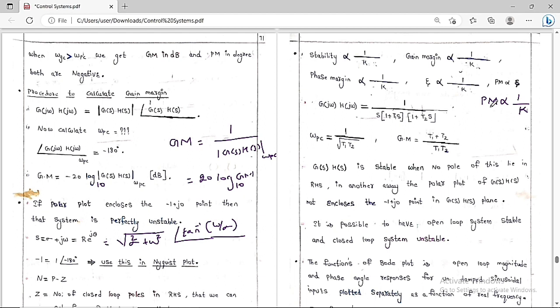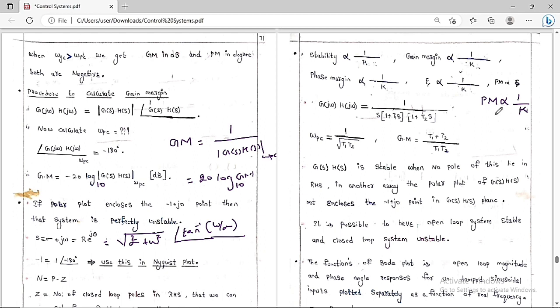Therefore we can say that stability is inversely proportional to system gain. Gain margin is inversely proportional to system gain. Phase margin is inversely proportional to system gain. Damping ratio is inversely proportional to system gain. So these points you always have to keep in your mind. Where theta is for the damping ratio, the phase margin is always proportional to the damping ratio.